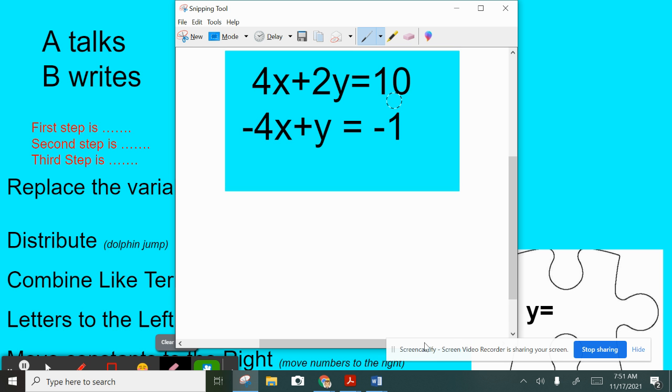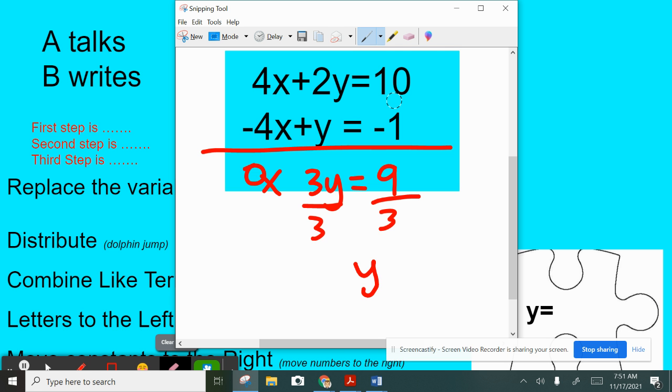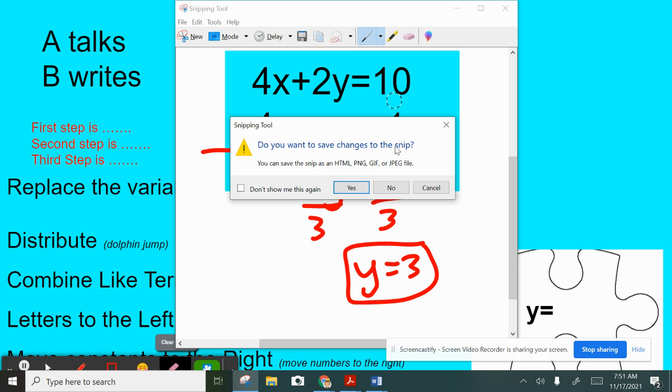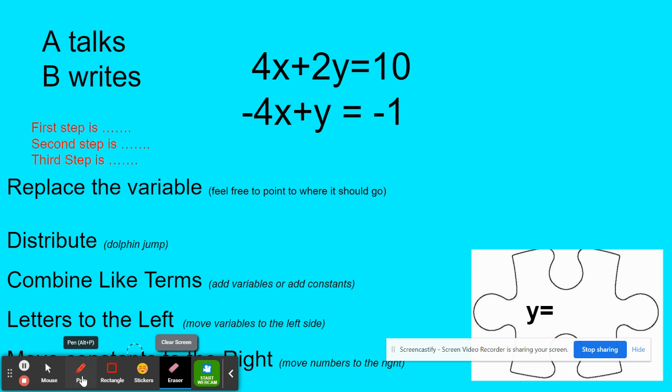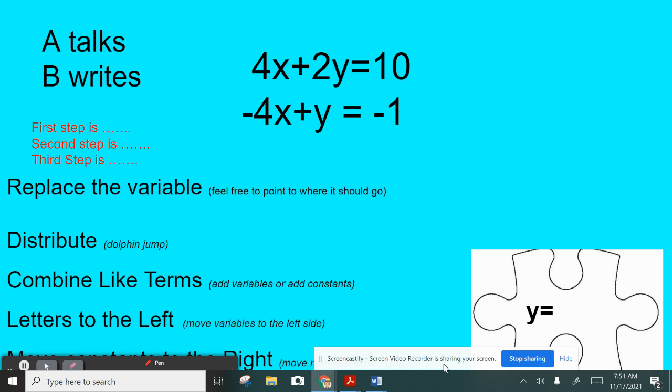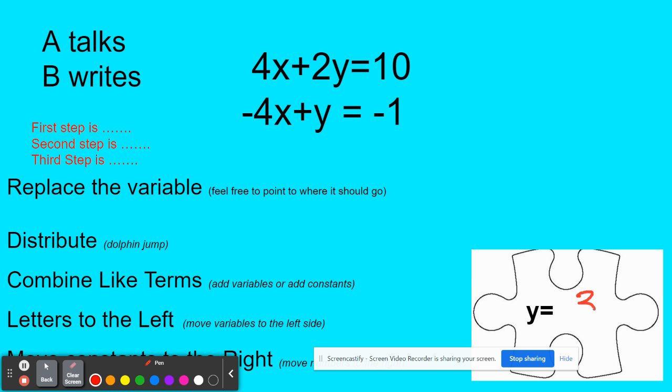All right, for this one, let's make sure we again do the same idea. We're going to add down. 3y equals 10 minus 1 is 9. Okay, that's a negative 1. Divide by 3. y equals 3. All right, y equals 3. So if I put that here, I know y is going to be 3. That's the piece of my puzzle that's important.